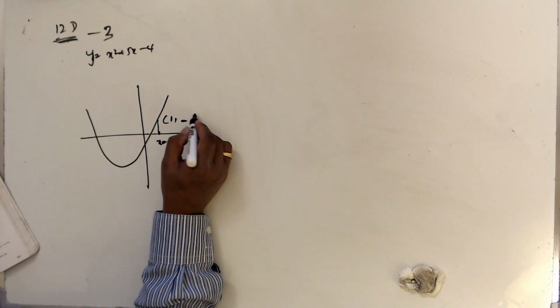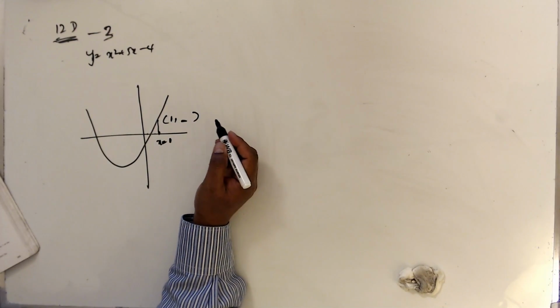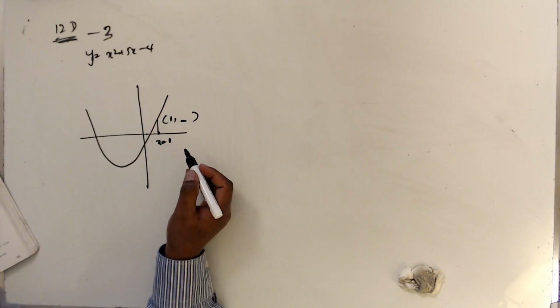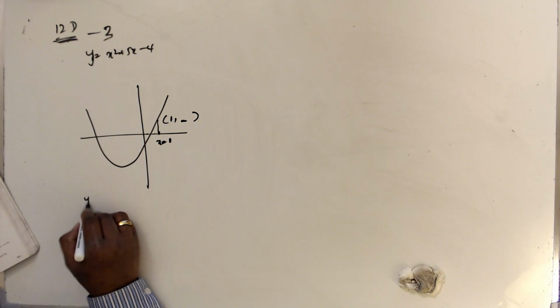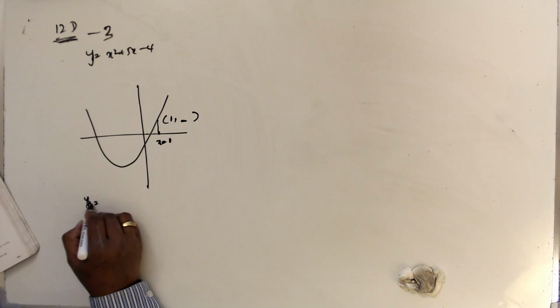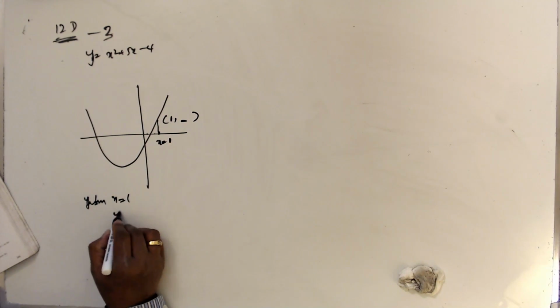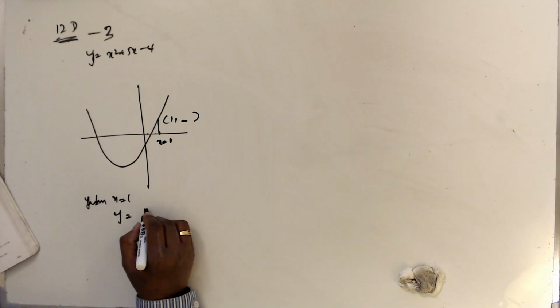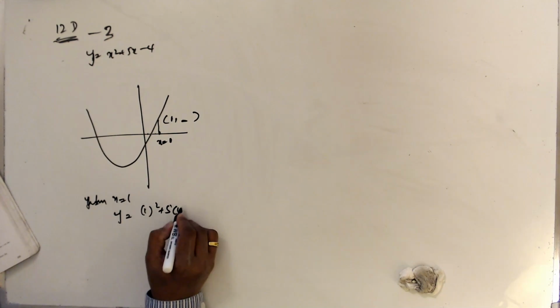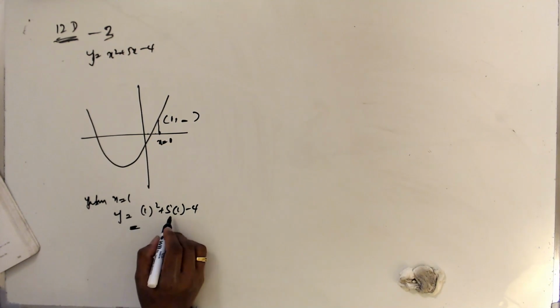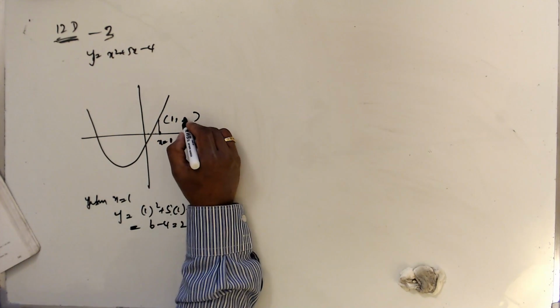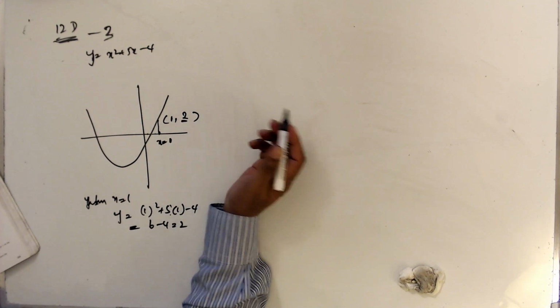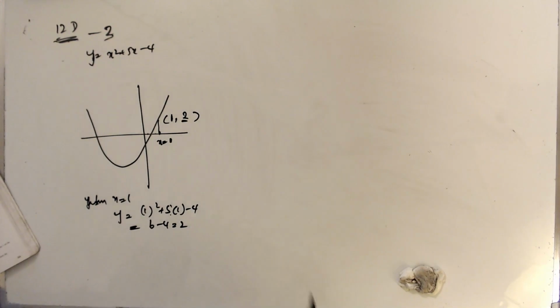I need the y coordinate. How am I going to find the y coordinate? We can substitute. When x equals 1, y equals 1 squared plus 5 times 1 minus 4. So this is 5, 6, 6 minus 4, 2. What is the y value now? 2. Okay, this is a GCSE sum. This is not A-level mathematics.